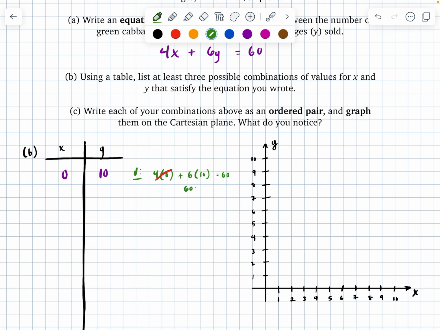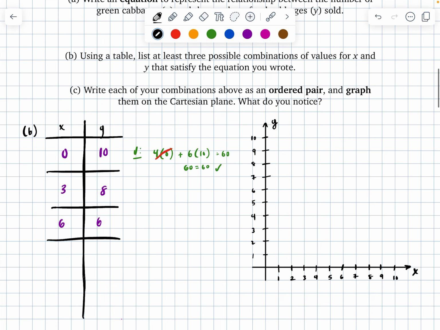How do you know? So 4 times 0 is 0. Very good. Plus 6 times 10 is 60. So 60 is equal to 60. Very good. This is indeed a solution. So we're not going to check for all of these, but I'll give you some more. If you don't believe me, again, fact check me. You can plug in on your own.